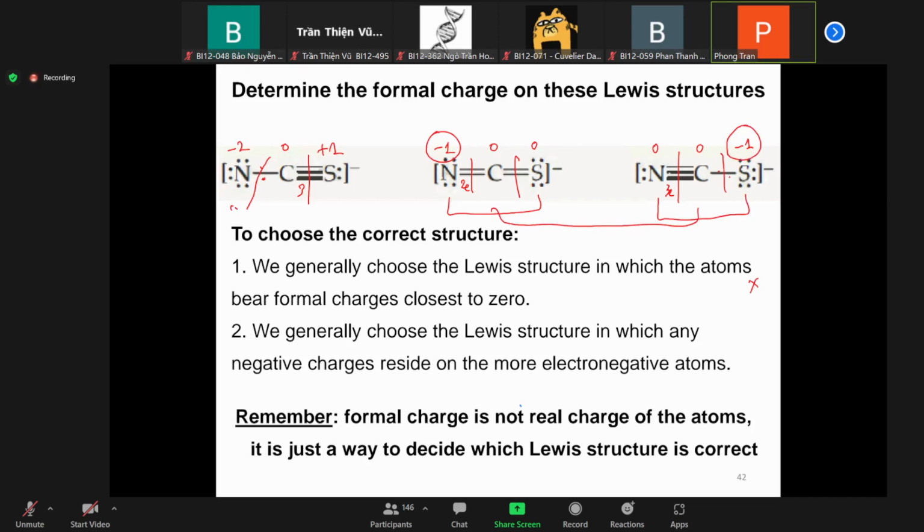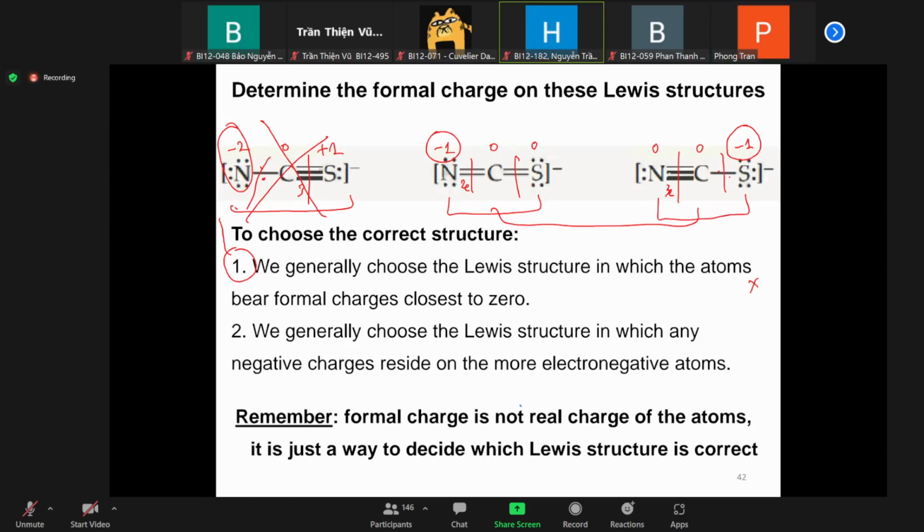How about the first structure? The formal charge of the nitrogen is -2, carbon 0, and the sulfur +1. That means this is quite far from 0 compared with the 2 others. So when we apply the first rule, the first structure is not acceptable, because the nitrogen has -2 formal charge, which is far from 0 compared with -1 in the 2 other structures. Is it clear? Clear. Then we move to the second one.